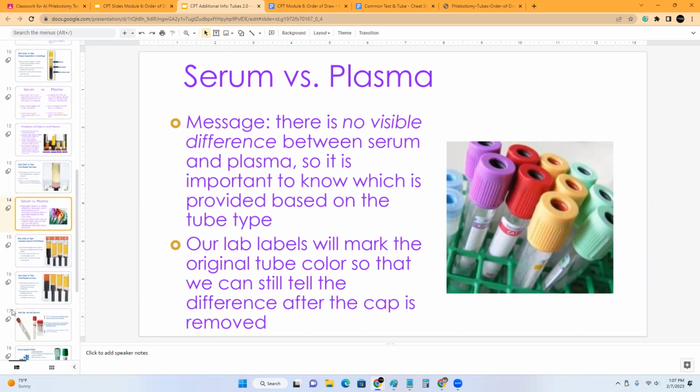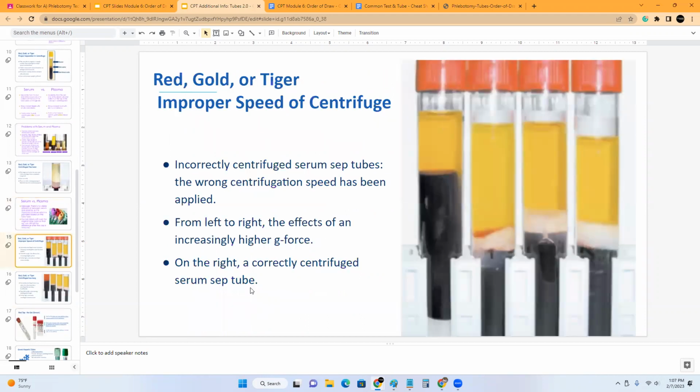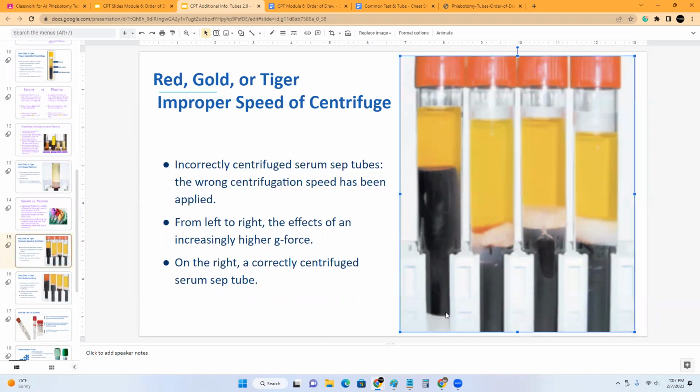There's more information in here. I'm not reading through all of this for you guys. This shows different levels of centrifuging based on improper speed. So if the centrifuge is not spinning fast enough, it won't even move the gel. So I'm going to look at these tubes from left to right. The first one here, the gel is still down here at the bottom. So it didn't spin fast enough to move the gel at all.